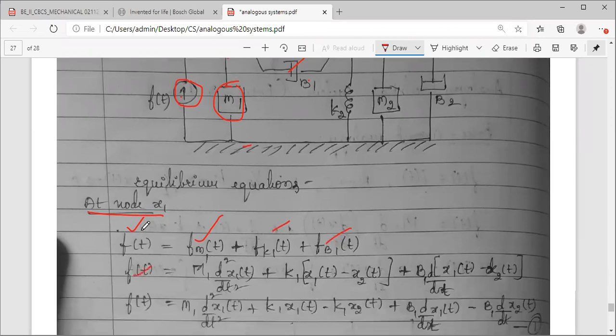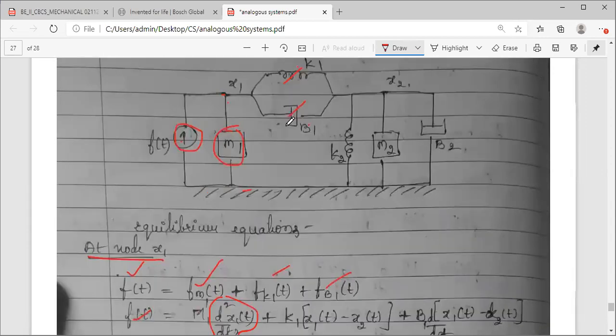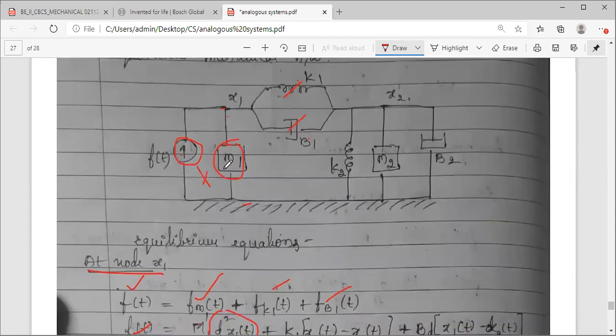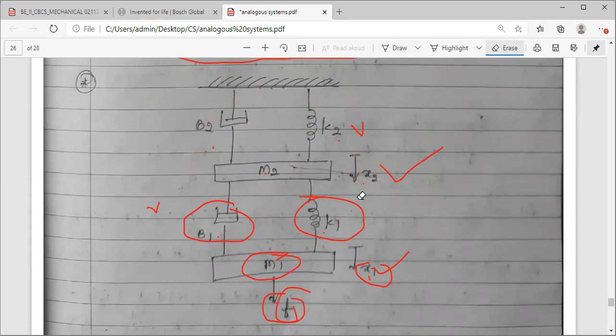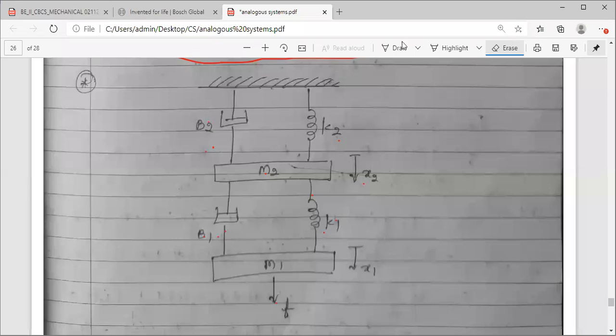Or F of t is equal to Fm1. What is Fm1? m1 d by dt square of x1 of t. Better, don't consider this. Okay, use this diagram, because you need to confirm the displacements. No doubt, even you can refer to the equivalent network also, but I think you have the habit of referring to this for writing the equations. Whatever is easier for you, you follow that.